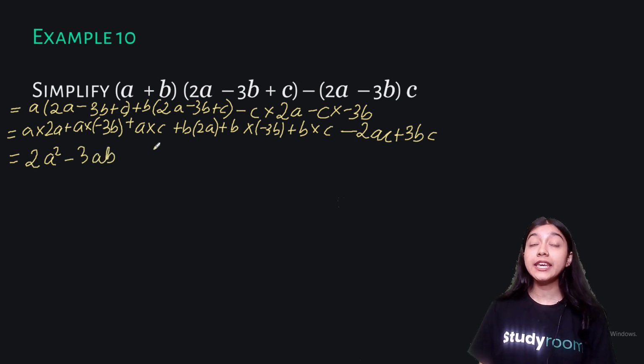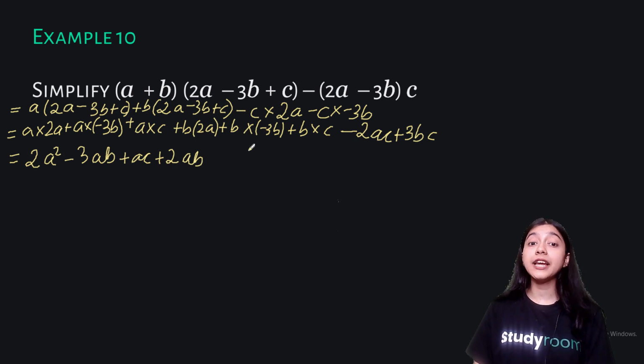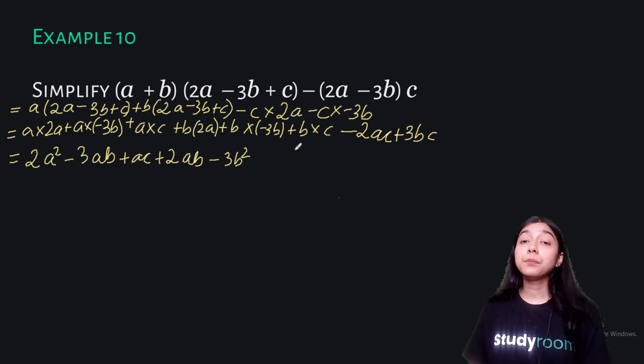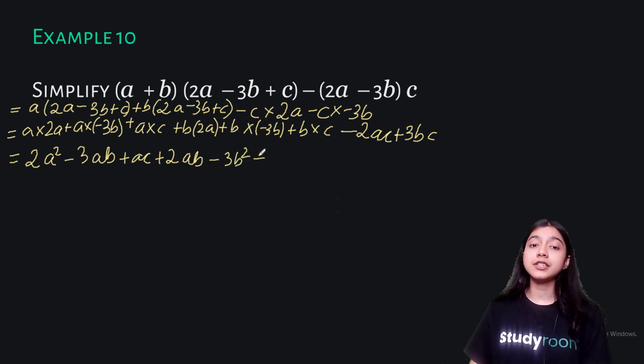Here we have a multiplied with c, which gives us plus ac. Now we have b multiplied with 2a, which gives us plus of 2 times of ab. And here we have b multiplied by minus 3b, which will give us minus of 3 times b square. Now when b is multiplied with c, it gives us plus of bc. And here we have minus of 2 times ac. And then again we have plus of 3 times of bc.